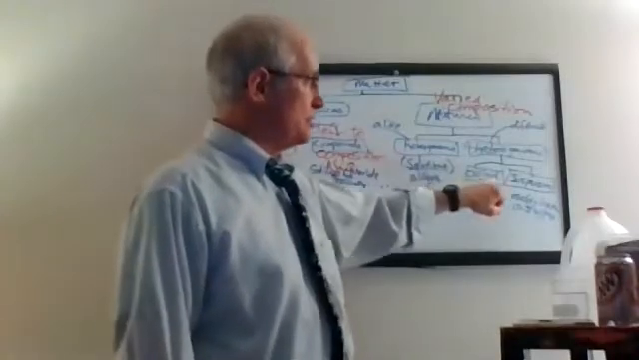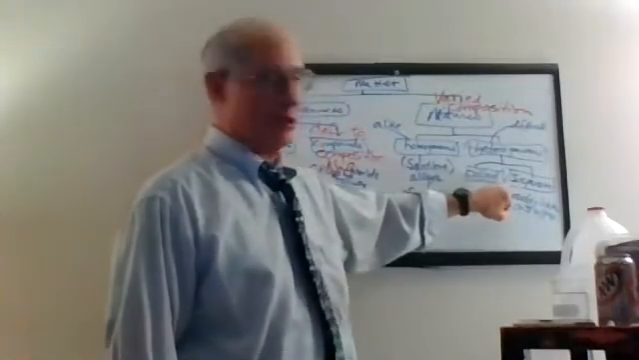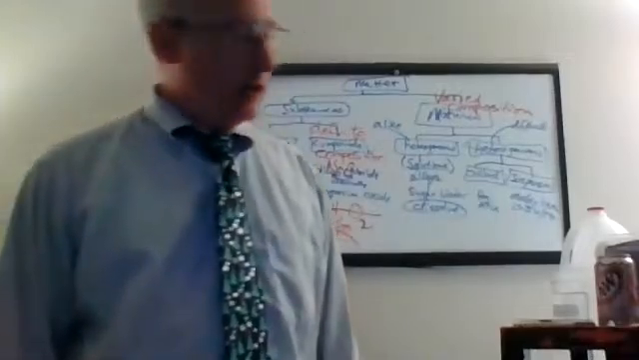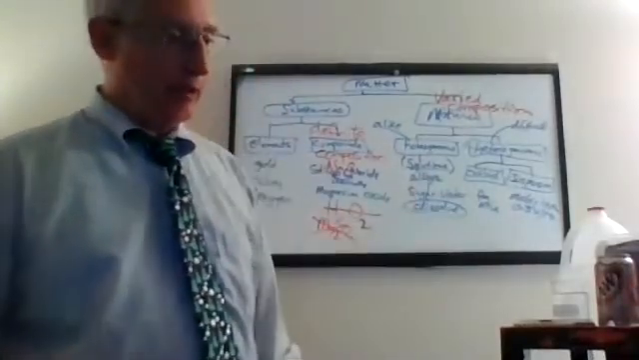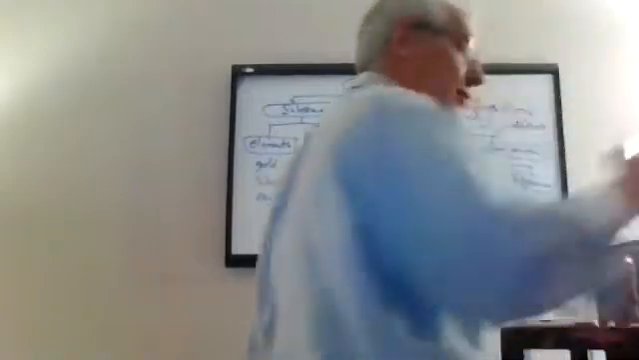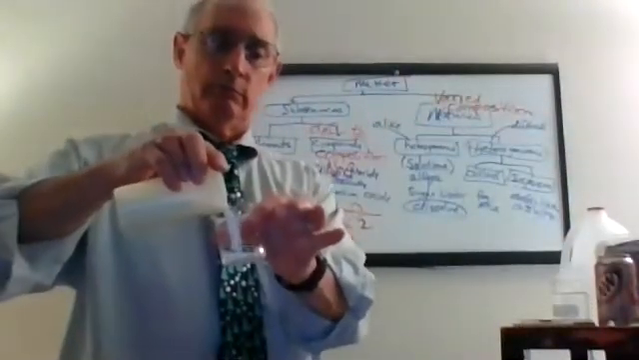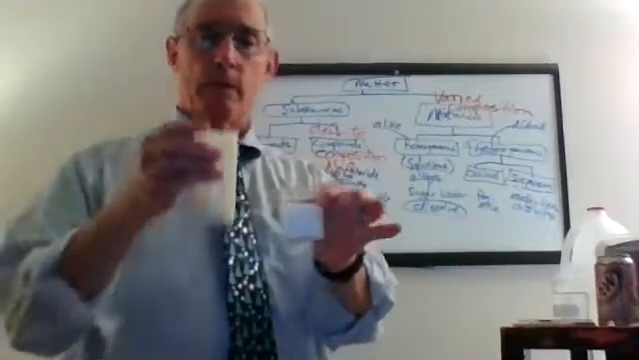Now, there are two types of heterogeneous mixtures. There is colloid and suspension. And a colloid can be exemplified by milk. And if you take a look here, I have some milk. Pretty good milk.